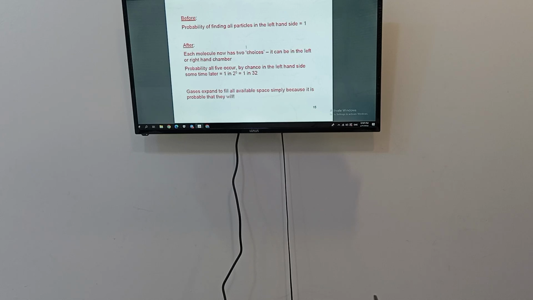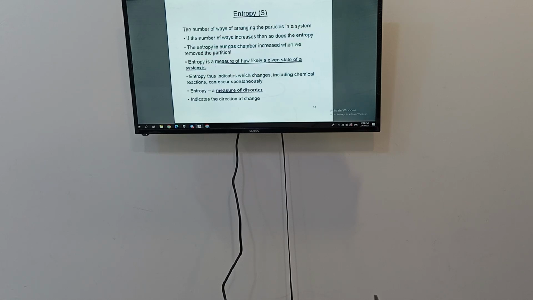the right side. Probability all five occur by chance in the left hand side sometime later is 1 in 2 to the power of 5, meaning 1 in 32 is the chance for each molecule to be seen on the left side. Gases expand to fill all available space simply because it's probably what they do, because the particles or molecules of gas will be spread out. Whatever space they enter, they will occupy it.